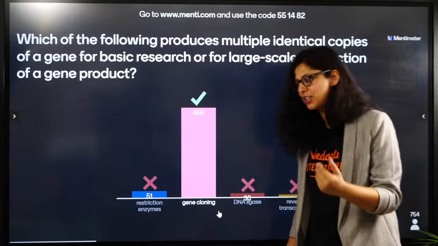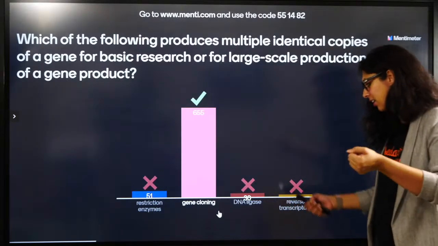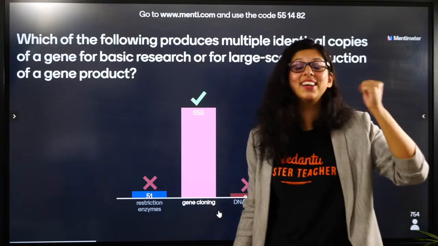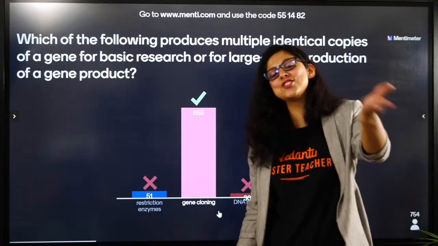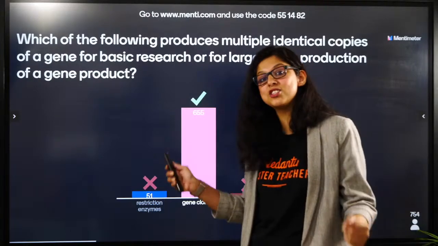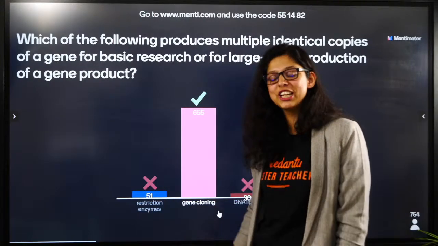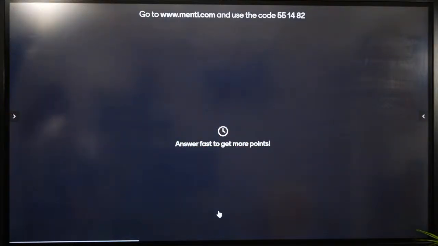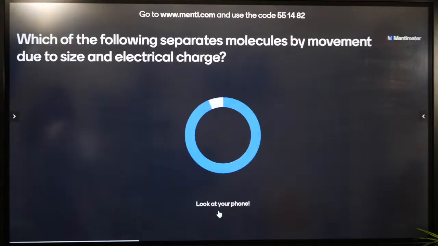Restriction is to cut. बच्चों English language में आपको confuse कर दिया. Ligase is to join. Reverse transcription is DNA to RNA. No, RNA to DNA. DNA to RNA is transcription. RNA to DNA is reverse transcription. Teminism discovered by Temin and Baltimore. Gene cloning. Same performance. Replicate in the exam. Cut, copy, paste. Very good.